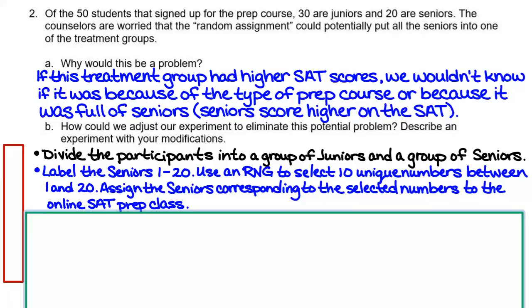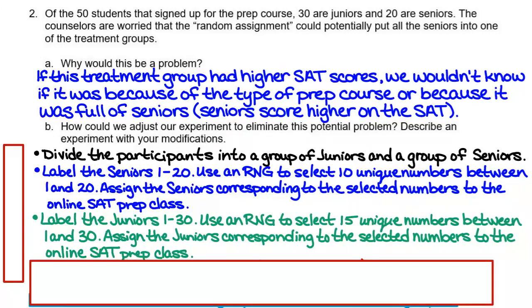What would I want to do now? Juniors. Yep, do the same thing for the juniors, except juniors I'm not going to label 1 to 20. I'm going to label them 1 to 30. And then my RNG is going to choose 15 numbers between 1 and 30. And we will assign those to the online SAT prep class as well.